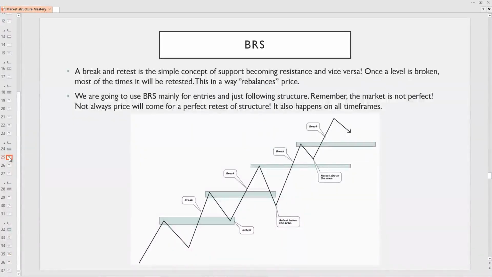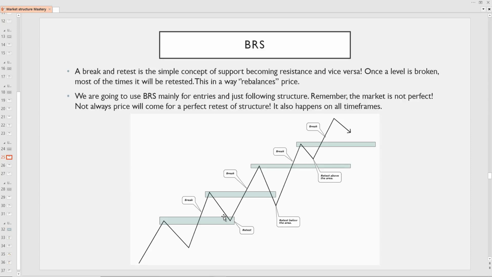BRS. A break and retest is a simple concept of support becoming resistance and vice versa. Once the support is broken, it will become resistance from the other side, and once the resistance is broken, it will become support from the other side. Once the level is broken, most of the times it will be retested. This is important because this is the way that the price rebalances itself.